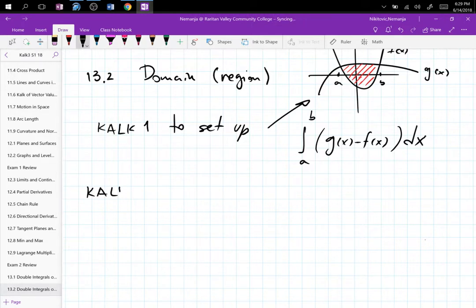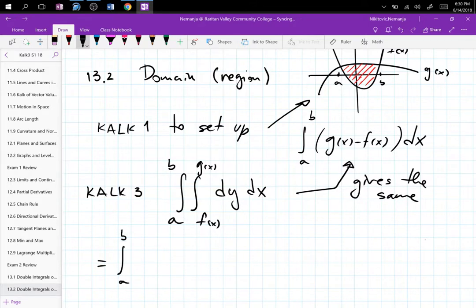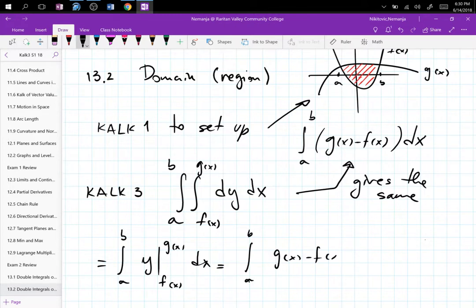Now look what I can do in Calc 3. I can write the double integral, keep my a and b on the outside, and now put these guys, f of x and g of x, in the limits of the inner integral, and dy dx. Gives the same thing, gives the same eventually. Think about it. If you are to integrate the inner integral, you will get integral a to b of y computed from f to g dx, and then when you plug in these two functions for y, you get integral a to b of g of x minus f of x dx. So that's that part where I said it's the same, right?